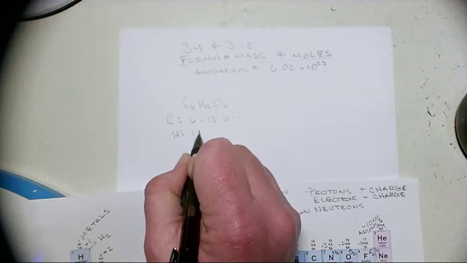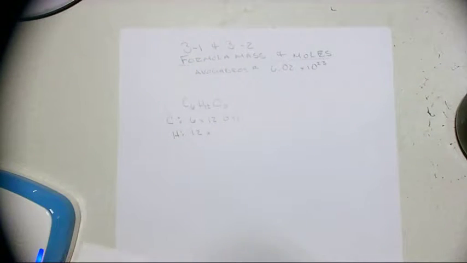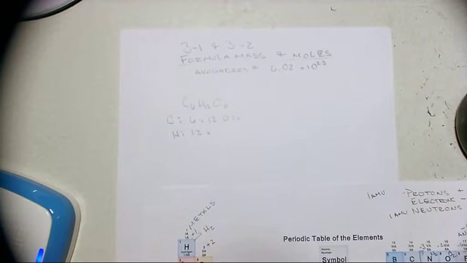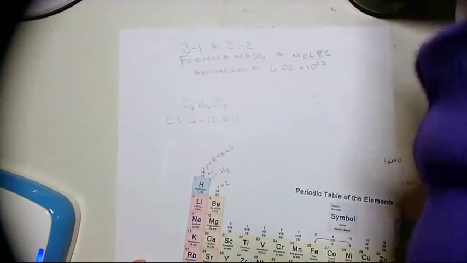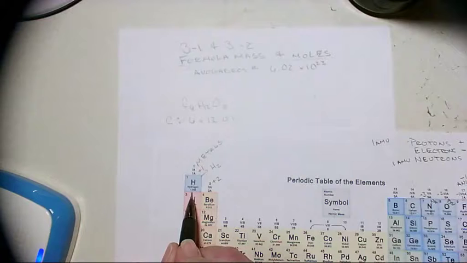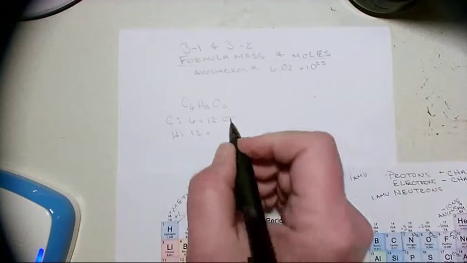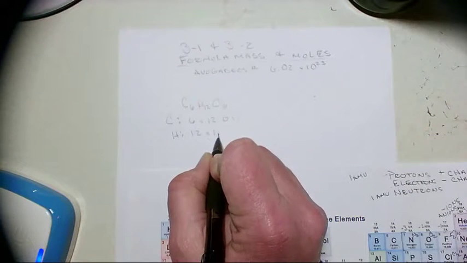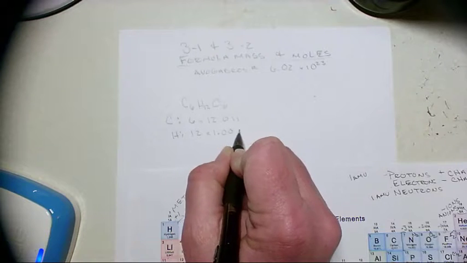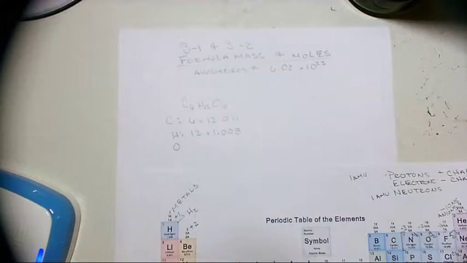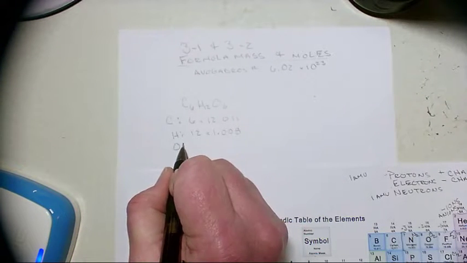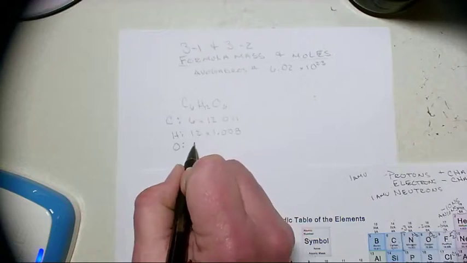I have 12 of those, times, come over here to the hydrogen, and make sure you can see that. Come down here to hydrogen, I have 1.008 atomic mass units. And oxygen, I have 6 of. See the 6 subscript there?